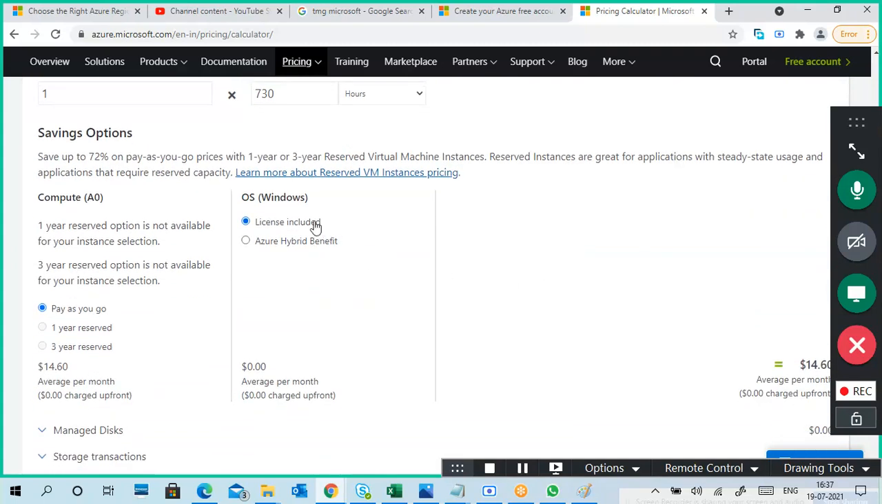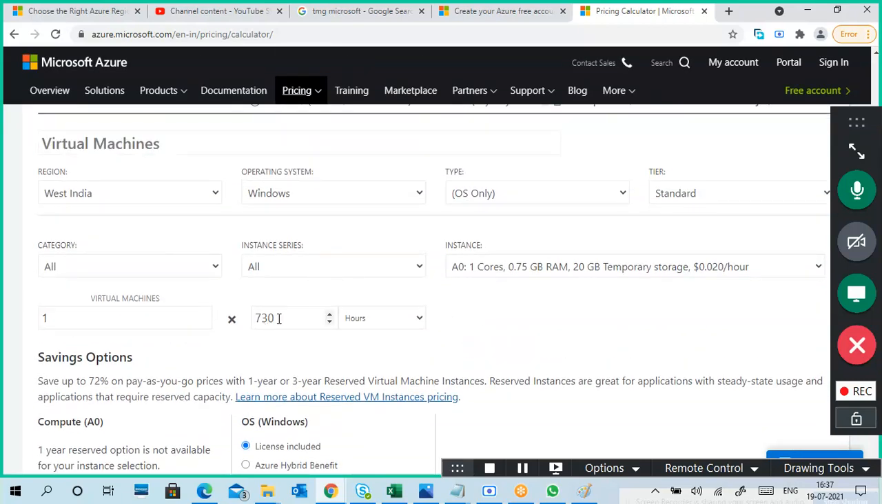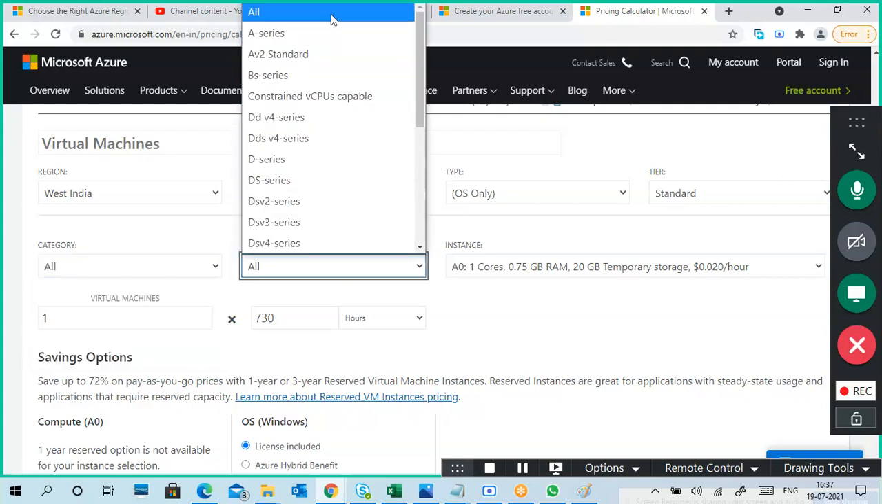Okay, so license included. Pay as you go. How many hours free? It is 730 by default. Compute optimized, general purpose, memory optimized. So which series do you want?